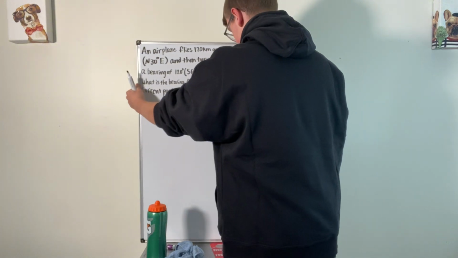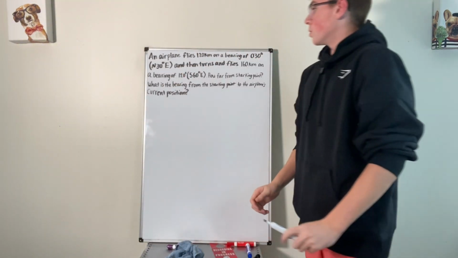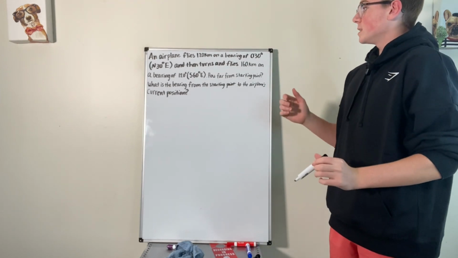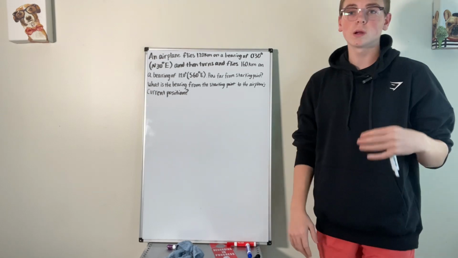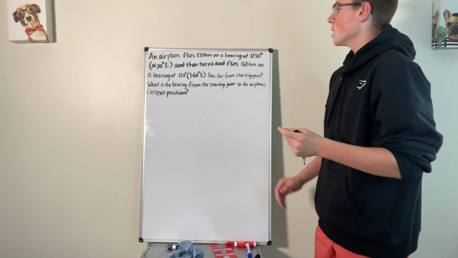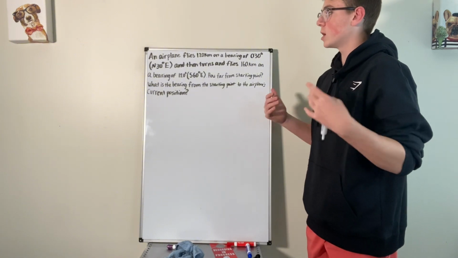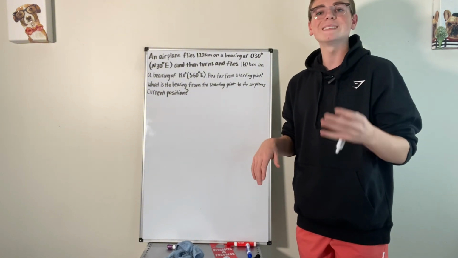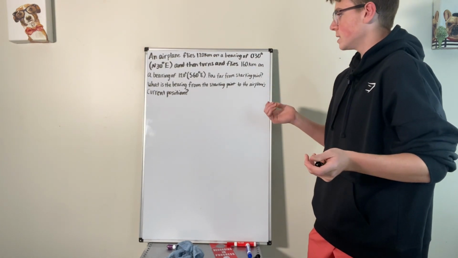Okay, so let's get an example in with a right triangle and then do an example without a right triangle. All right. So our example: an airplane flies 120 kilometers on a bearing of 30 degrees or north 30 degrees east, and then turns and flies 160 kilometers on a bearing of 120 degrees or south 60 degrees east. How far from the starting point is the airplane?